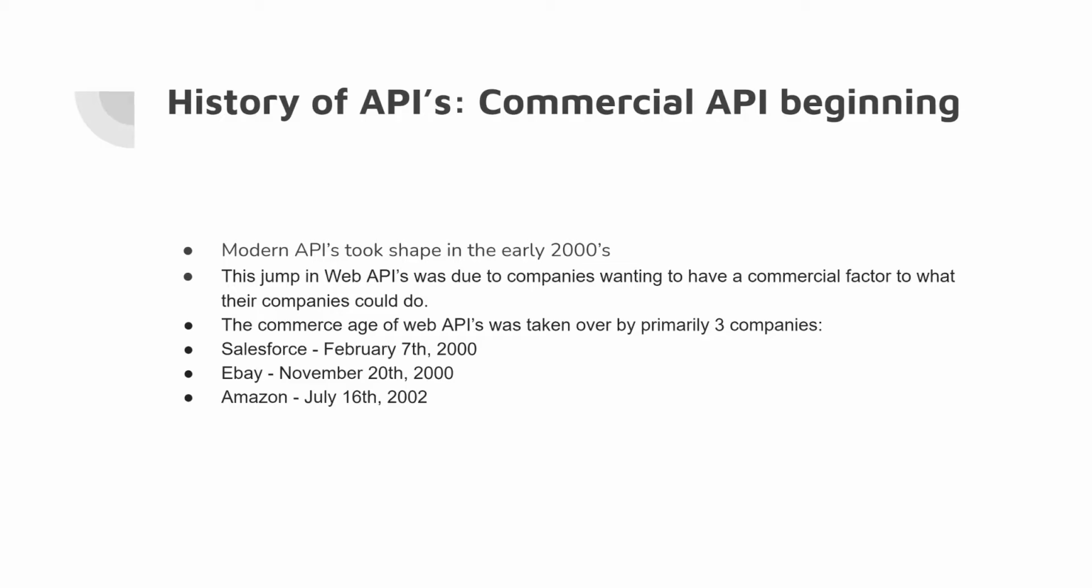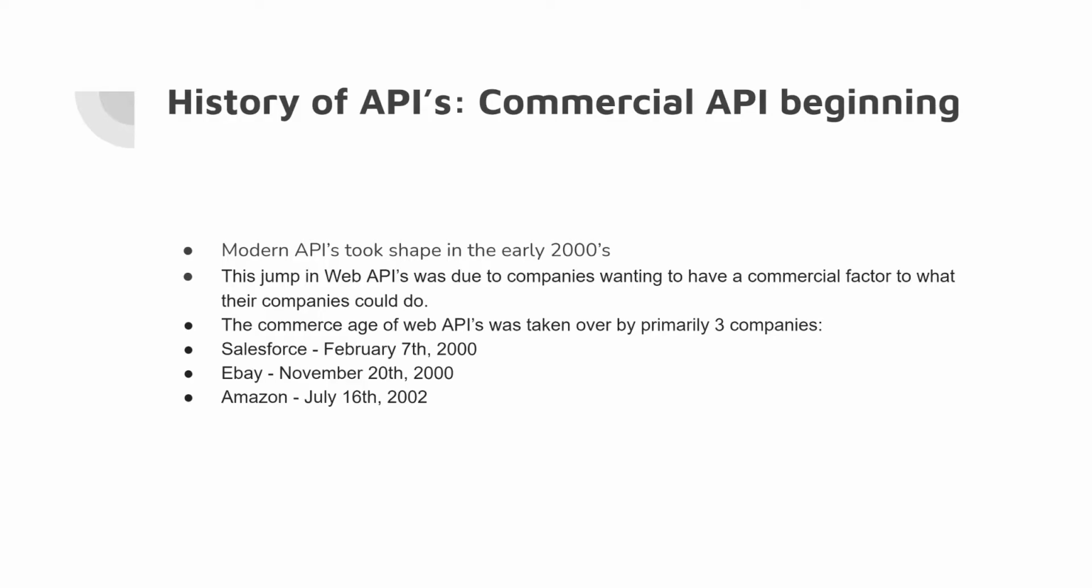Same thing with eBay. On November 20th, 2000, they launched the eBay API, or the eBay Application Program Interface, along with the eBay Developers Program. These were originally rolled out to only a select number of licensed partners within eBay and some developers, but it actually ended up shifting how things are sold on the web today.